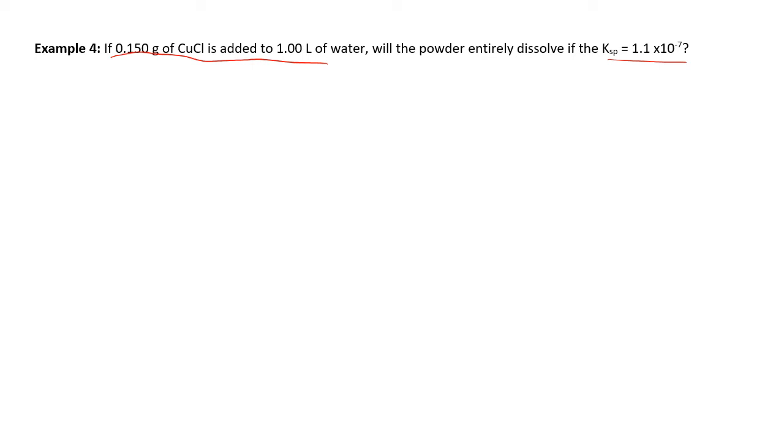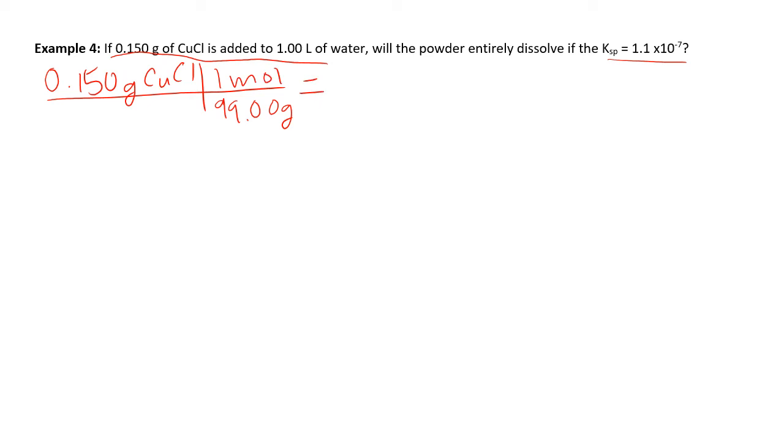So let's start with the first part. We've got 0.150 grams of copper chloride added to 1 liter of water. Well, molarity is moles over liters. So the first thing we've got to do is convert this grams to moles. When I did my calculation, I got 99.00 grams in 1 mole of copper chloride, which gives us 0.00152 moles of copper chloride.